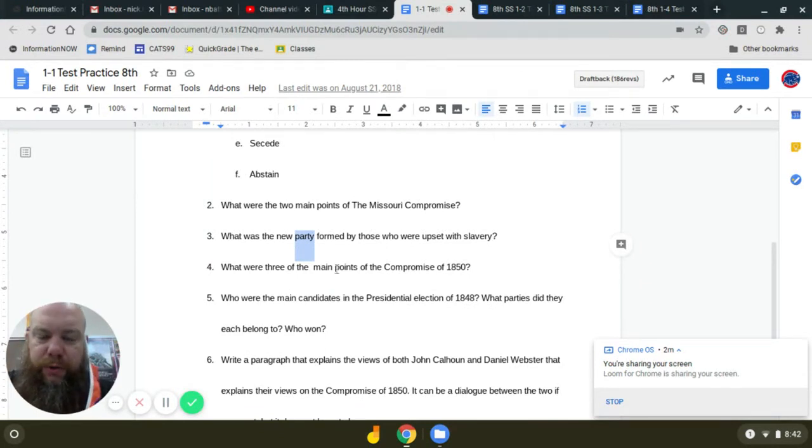They're later on in section 2, or 3, I don't remember off the top of my head, and they don't come in until 1854. So that's one. The new party that asked you on the test is the Republicans. So don't get it mixed up with Free Soilers.